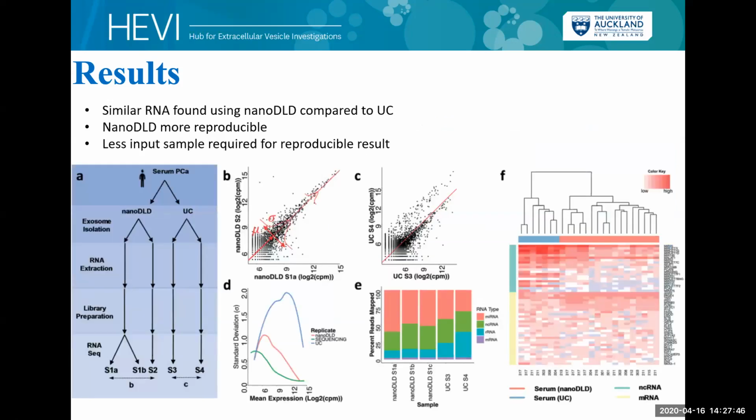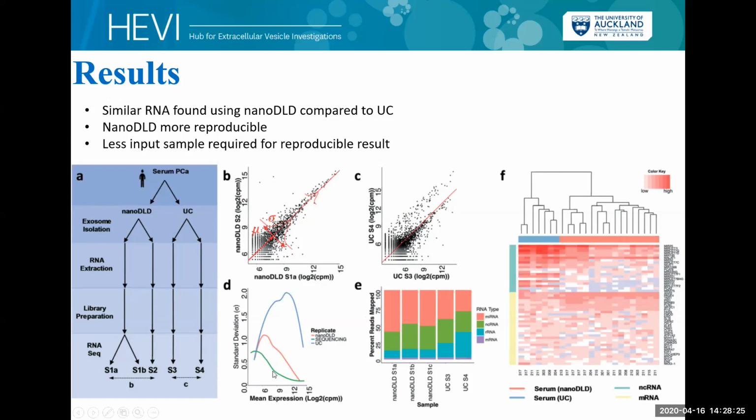And the last thing that they did was more of a biology related thing. They wanted to compare the RNA found using nano-DLD versus the standard, which is ultracentrifugation. They took serum from pancreatic cancer patients, and the first thing they did was compare the reproducibility of whatever the specific RNA test was. If you look at B and C here, you can see that the nano-DLD has much less deviation, so it's more reproducible. And they show that again here.